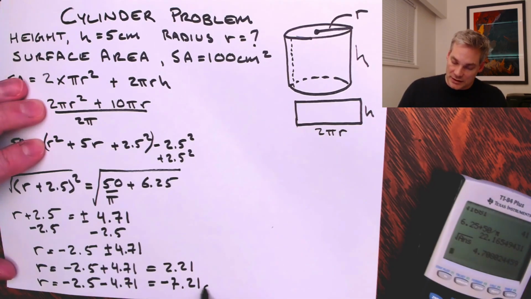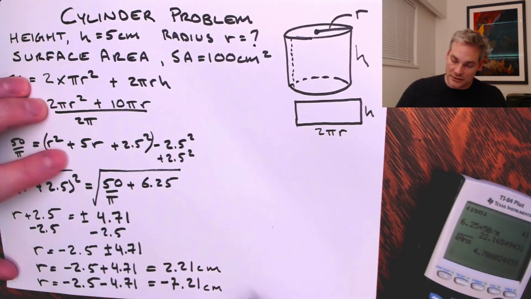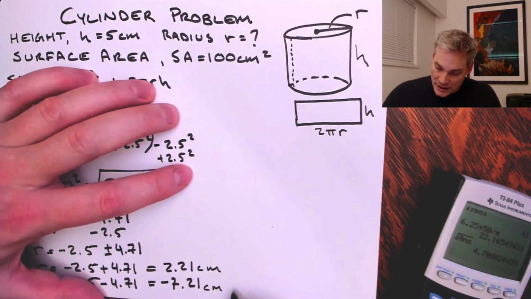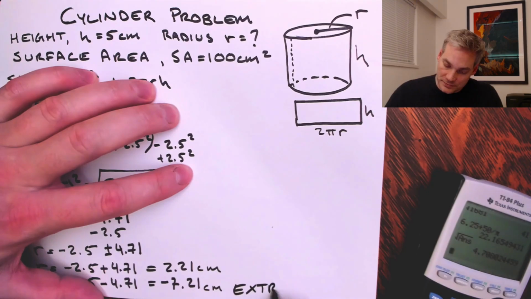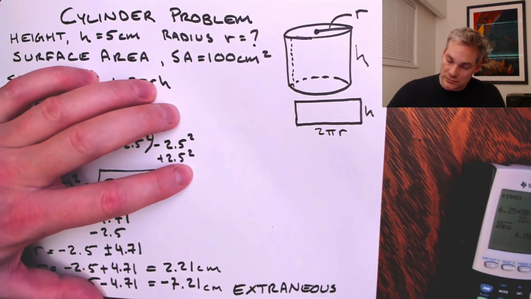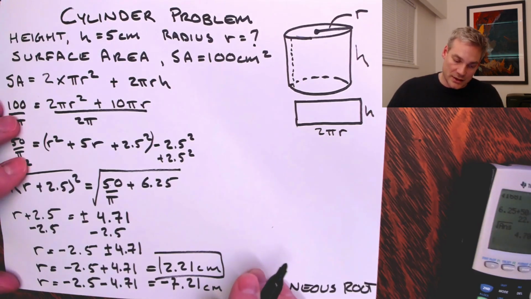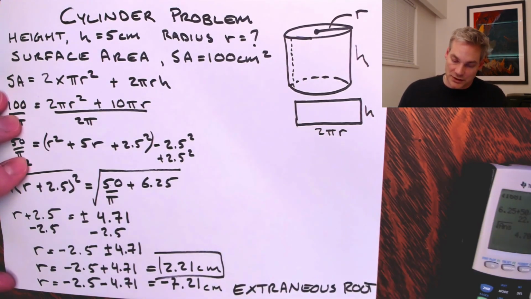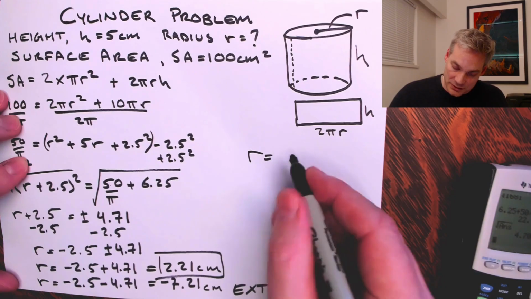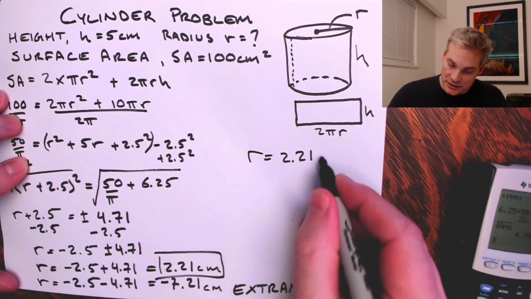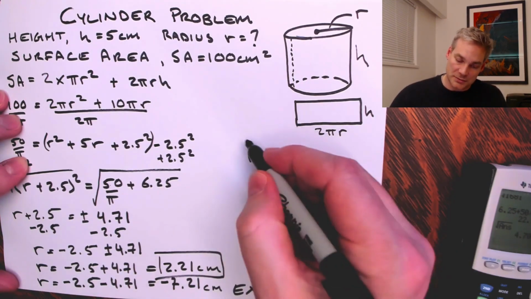But these are centimeters, correct? So we can't have a negative, so this is our extraneous root. So our solution is this. So now we know that that is our solution. We just know that r equals 2.21 centimeters for this equation.